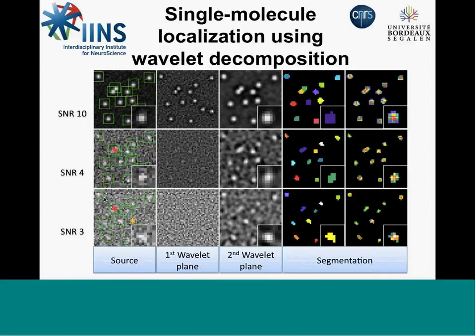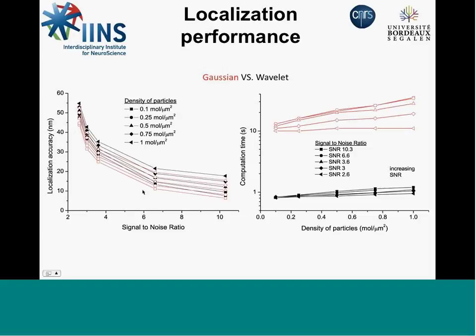The good thing was that we are capable of retrieving, for all varieties of conditions of density and signal to noise ratio, a localization accuracy with precision very, very similar to Gaussian fitting. For some conditions, it's slightly lower, by a few percent. But the interest, in addition, was to keep resolution, but have an increase in speed of a factor more like 20 times faster compared to regular Gaussian fitting algorithms.